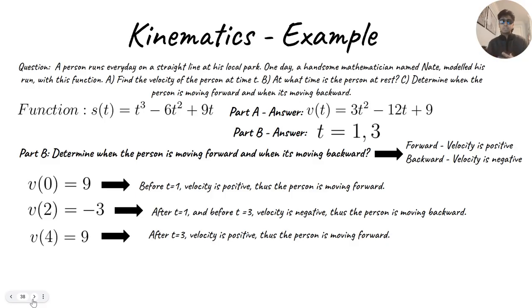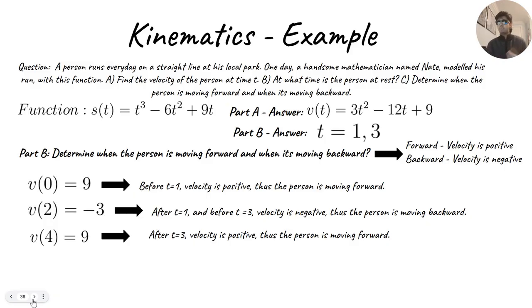There are many methods of trying to determine this, but here's how I did it. So I got velocity at 0 seconds equals 9. That means before time t equals 1, velocity is positive, thus the person is moving forward. When we plug in 2 seconds, a time between 1 and 3 seconds, our velocity is negative 3. So after t equals 1 and before t equals 3, velocity is negative, thus the person is moving backwards.